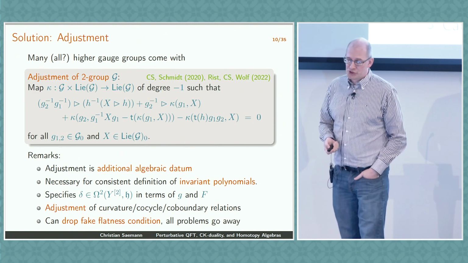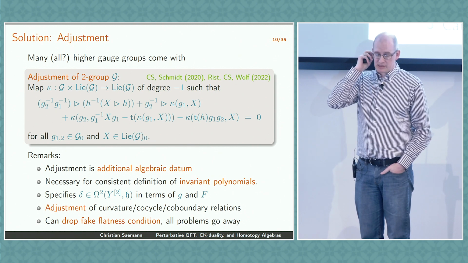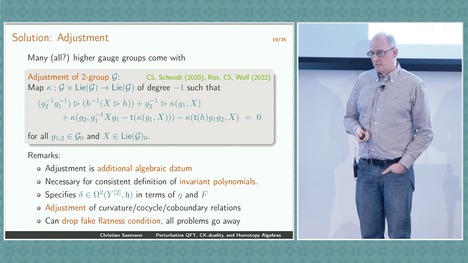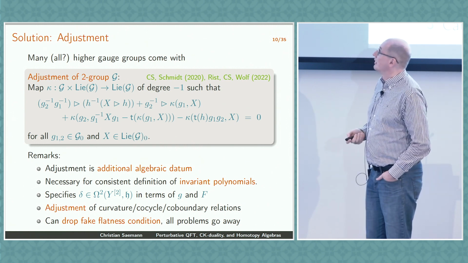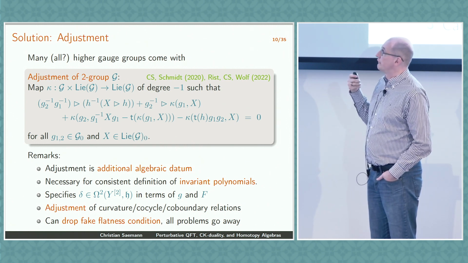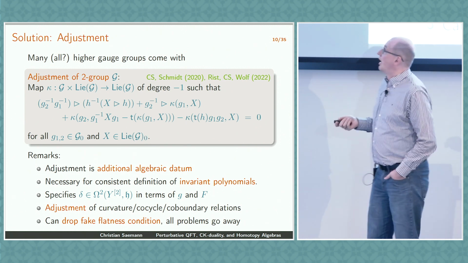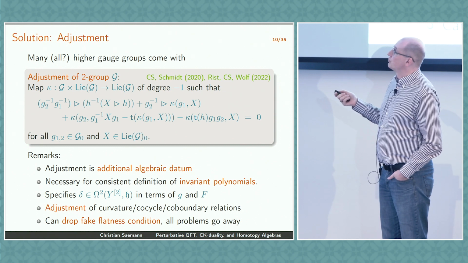But there's a solution, and that solution is, well, inspired by work of Urs and Hisham, and they worked it out in a special case, but you can do that more generally, and you can also do it in the finite case, so for actually full 2-groups. So whenever you have a 2-group, then there's a particular map which we call an adjustment.